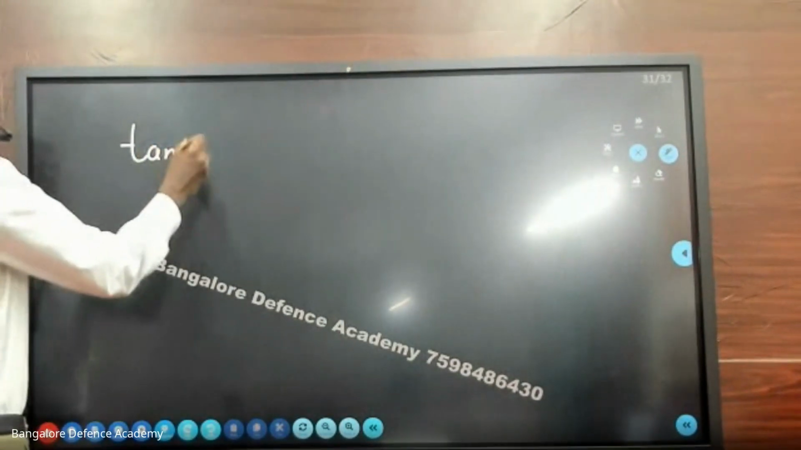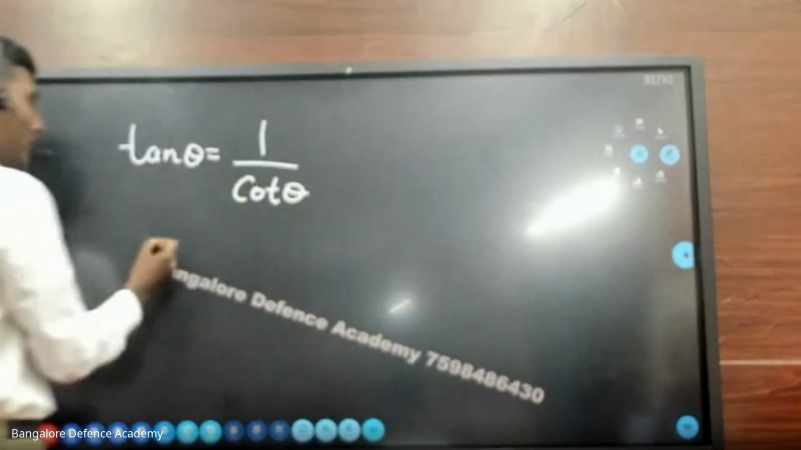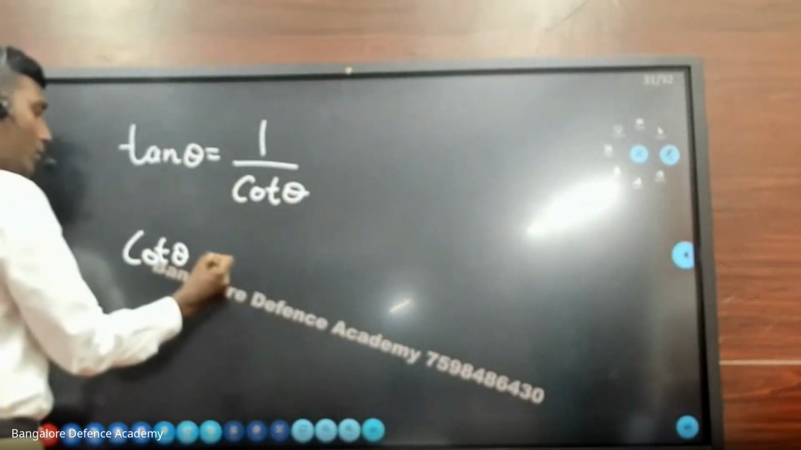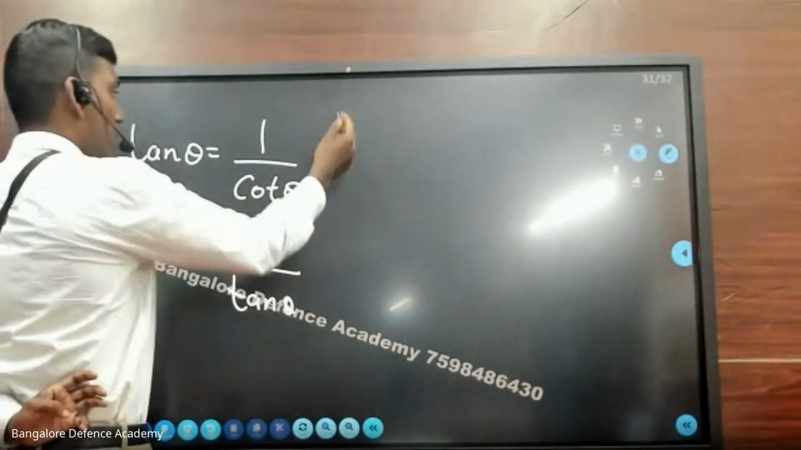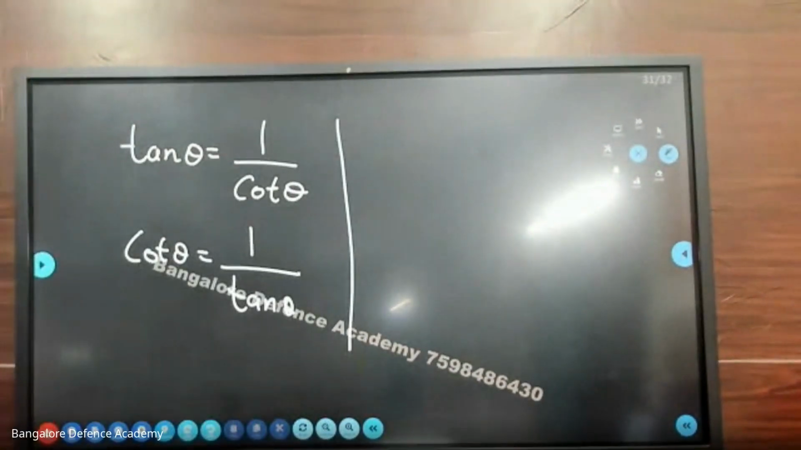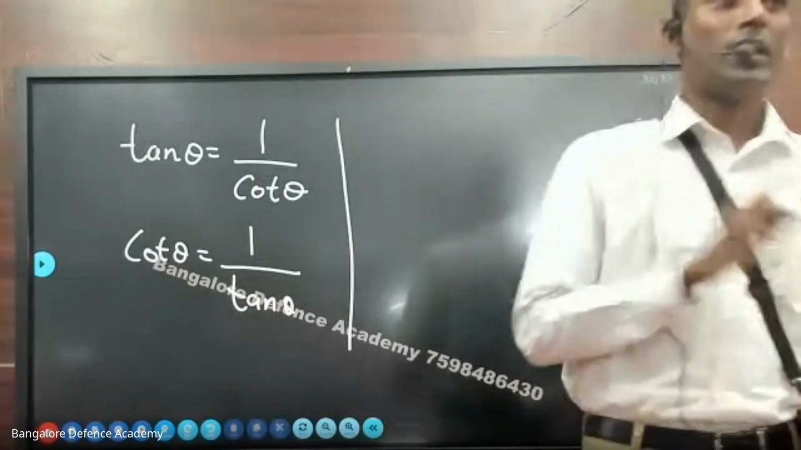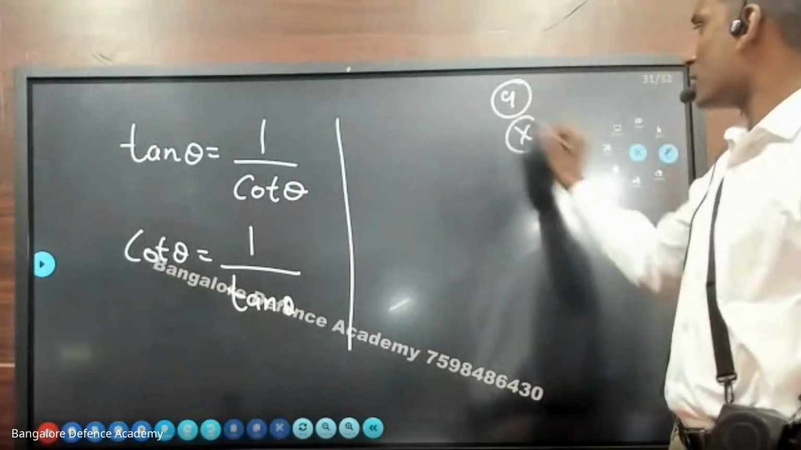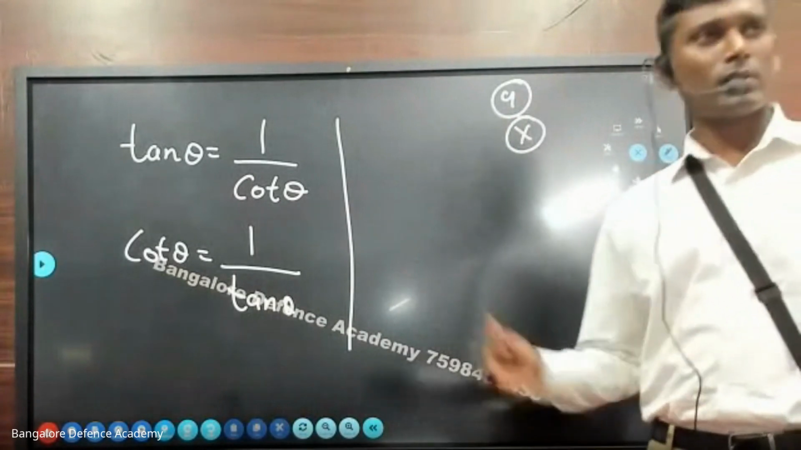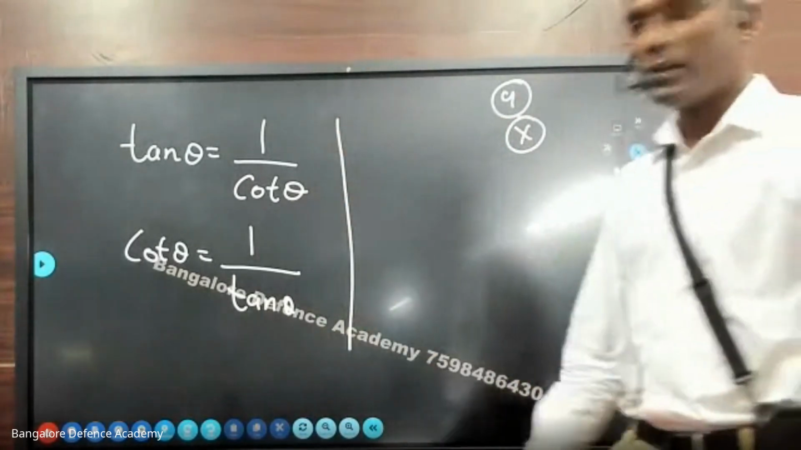Write down. Tan theta can also be written as 1 by cot theta. And cot theta can also be written as 1 by tan theta. Those who are in ICSE, CBSE, State Board: in ICSE 9th standard, you have this chapter. CBSE 10th standard, you have this chapter. CBSE and State Board also you have this chapter. Tan and cot. Have you all written it?